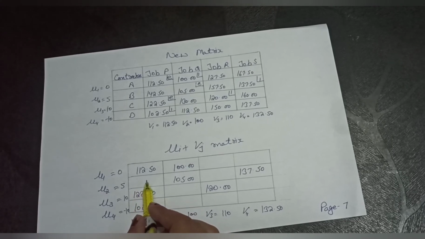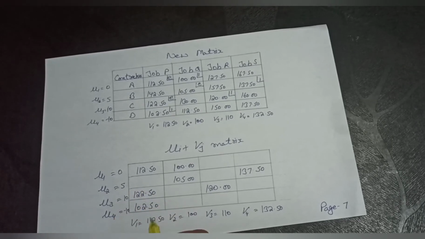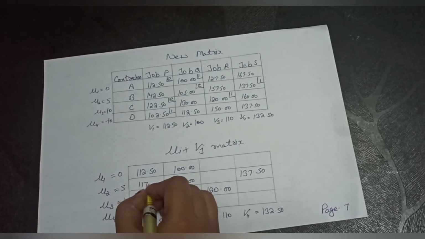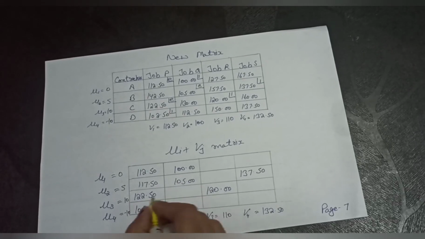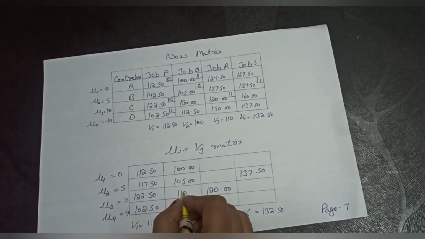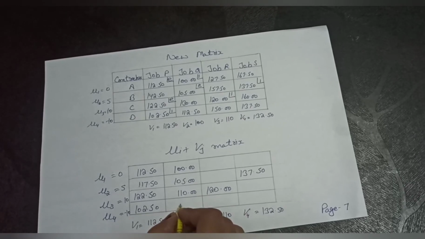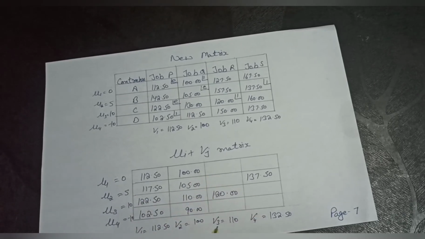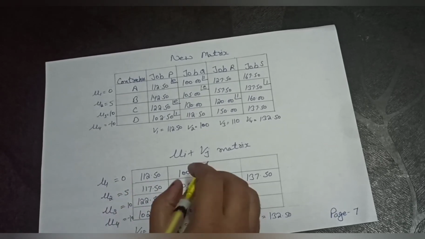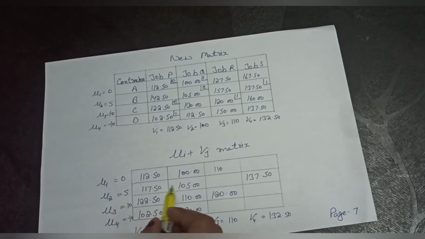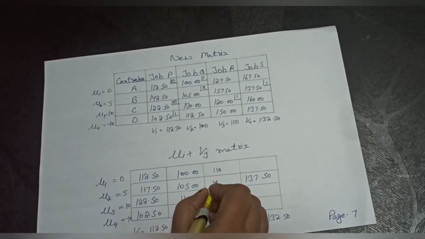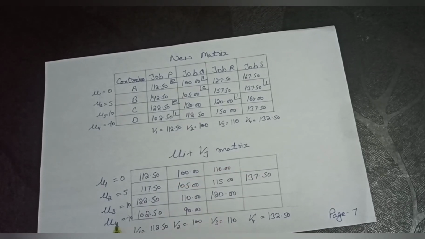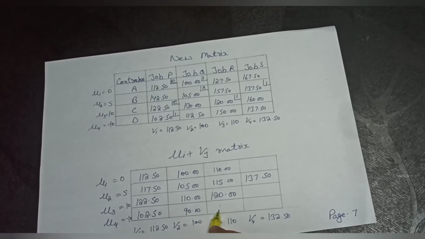So we can calculate the value of this cell. For this cell, 5 plus 112.50 is equal to 117.50. For this cell, 10 plus 100 is equal to 110. Minus 10 plus 100 is equal to 90. u1 plus v3 means 0 plus 110 is equal to 110. 5 plus 110 is equal to 115.